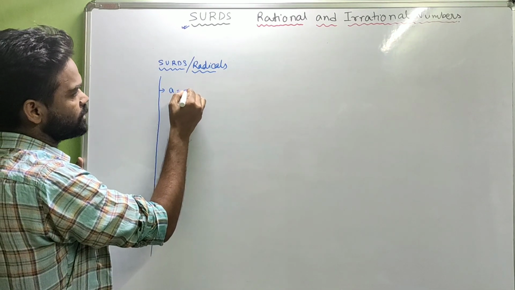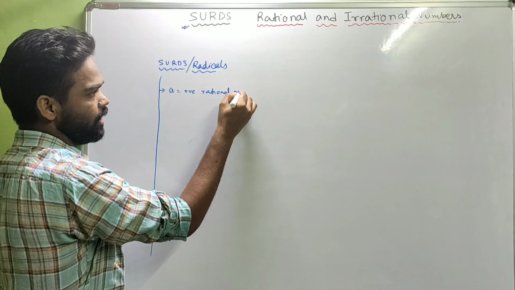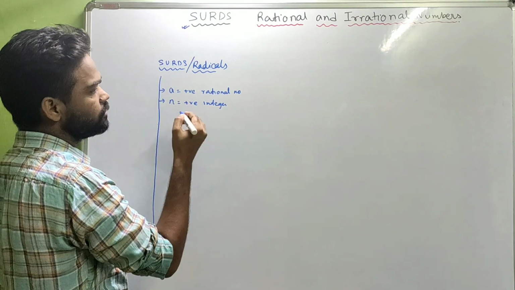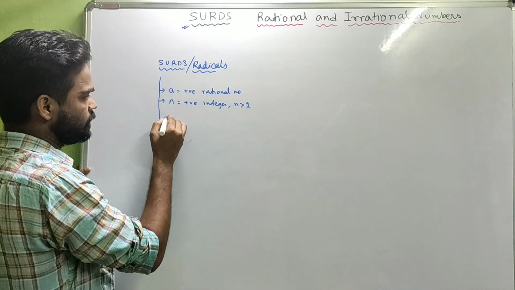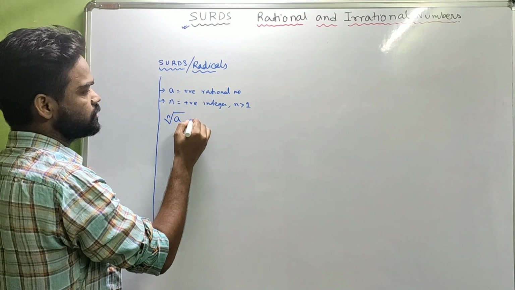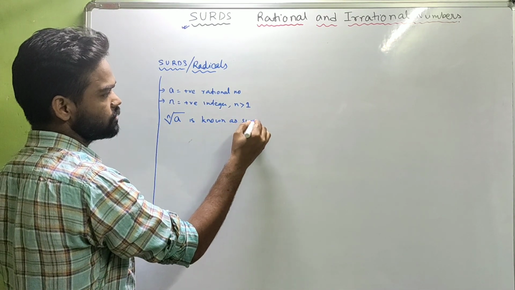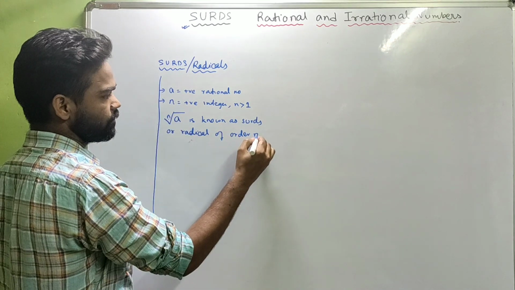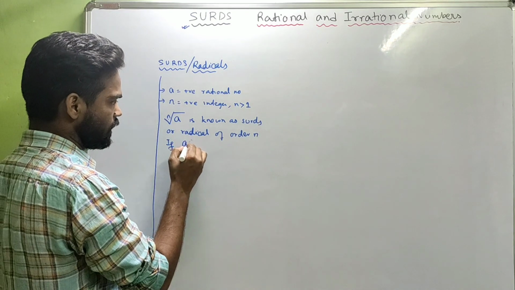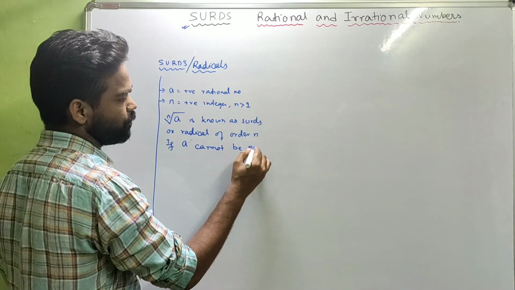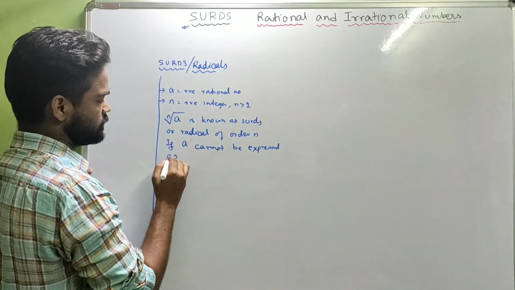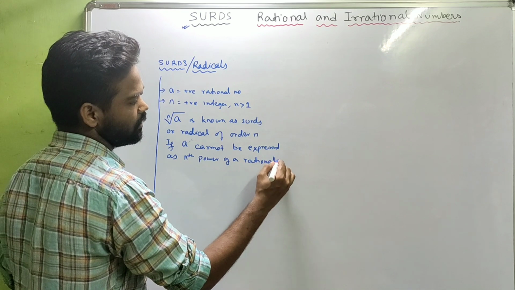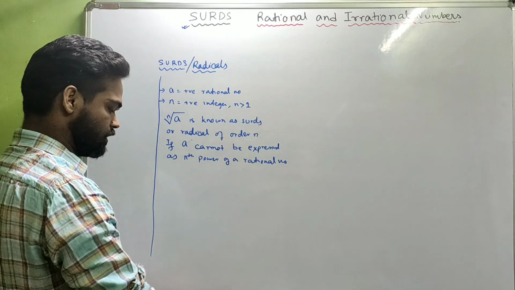Suppose I take A as a positive rational number, and n as a positive integer, and of course n greater than 1. Then the nth root of A is known as a surd or radical of order n, if A cannot be expressed as the nth power of a rational number. We'll take an example and things will be clear.